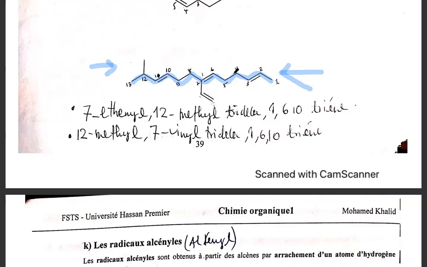So number 1, 2, 3, 4, 5, 6, 7, 8, 9, 10, 11, 12, 13. I even made a mistake in this square. It's supposed to be 2, not 1. So at position number 2, we have a double bond. At position number 6, we have another double bond. At position number 10, we have another double bond.